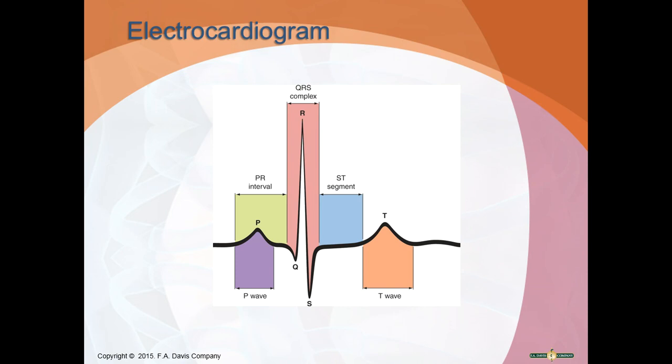The QRS complex represents the ventricular depolarization, the spread of electrical impulses throughout the ventricles. The ST segment represents the end of ventricular depolarization and the beginning of ventricular repolarization, and the T wave represents ventricular repolarization.